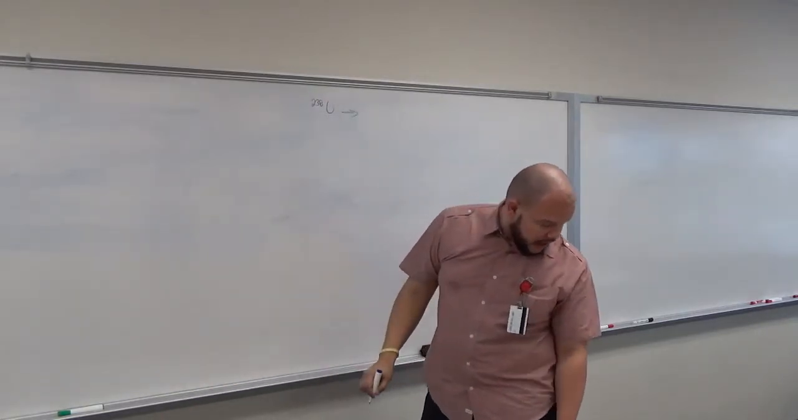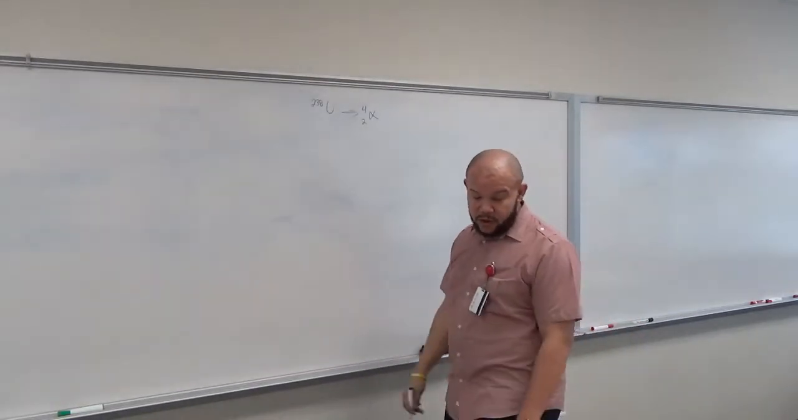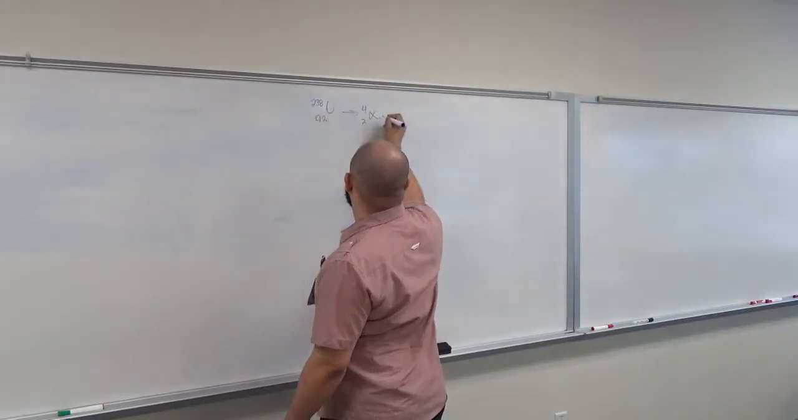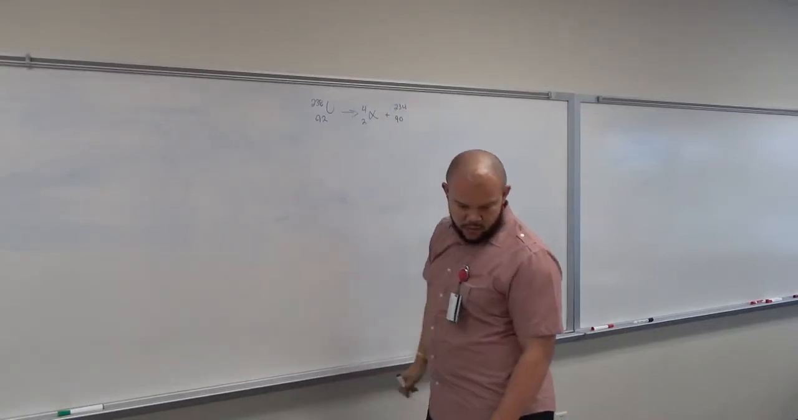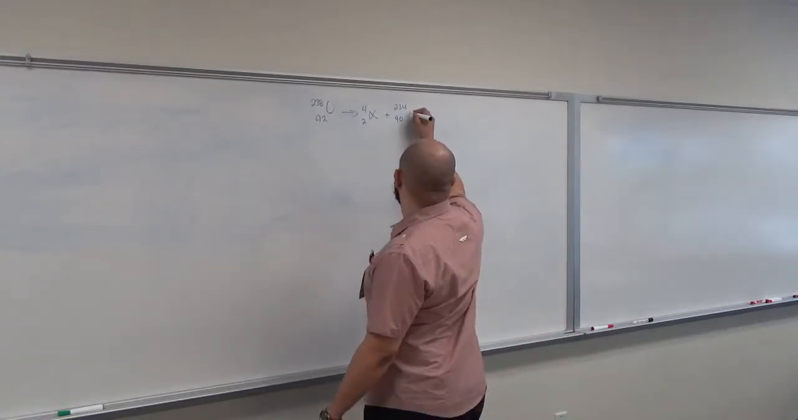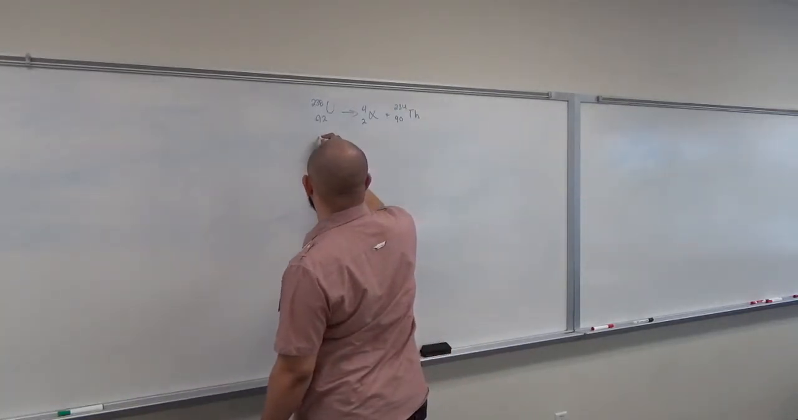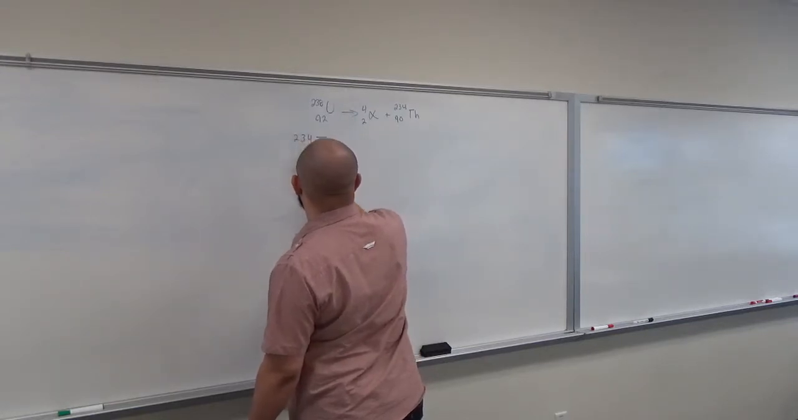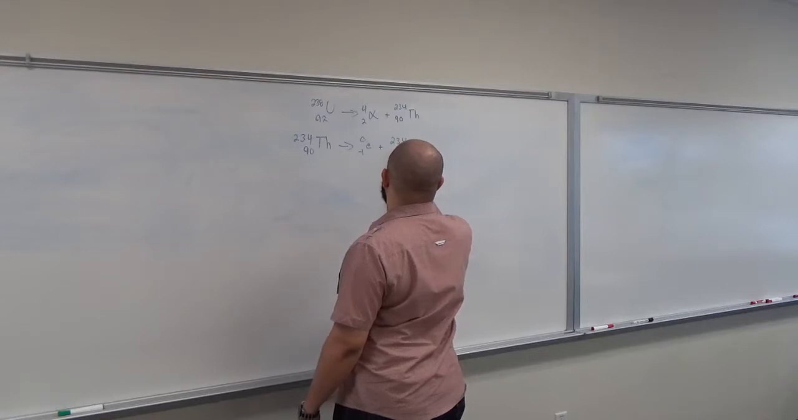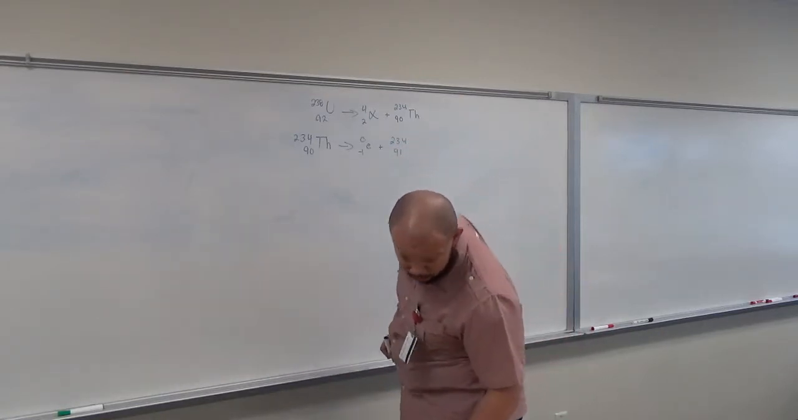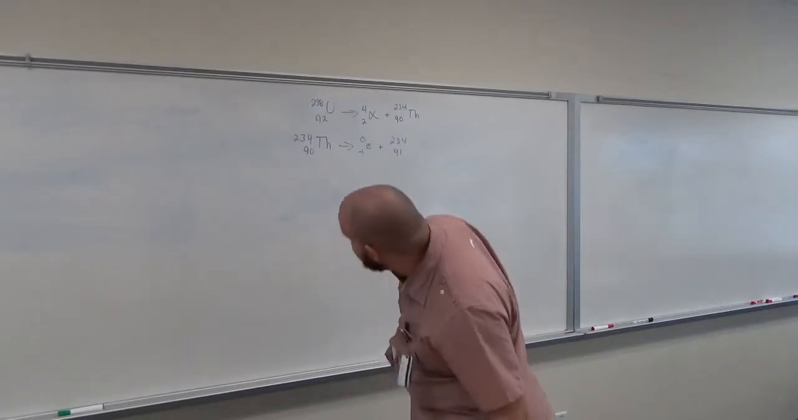And each of these is alpha. Now this is just reference material. 92. So this is 90, 234, which is thorium, excuse me. Then thorium undergoes beta decay. This particular nuclide of thorium undergoes beta decay, which gives us 234, 91. Protactinium, Pa.